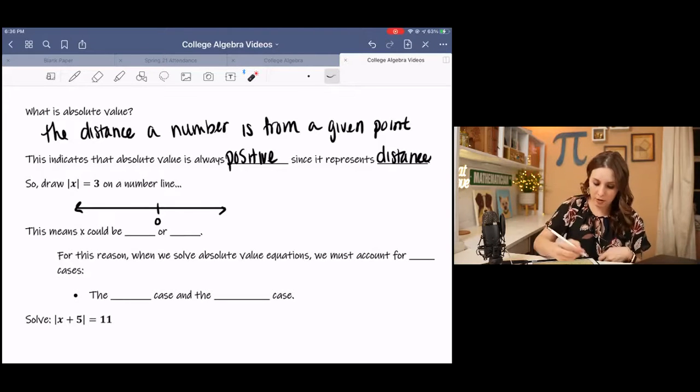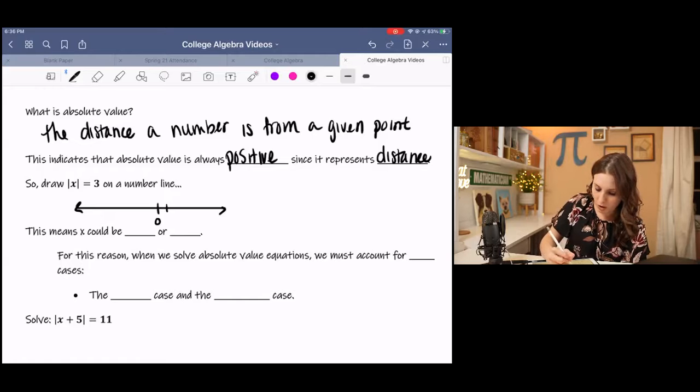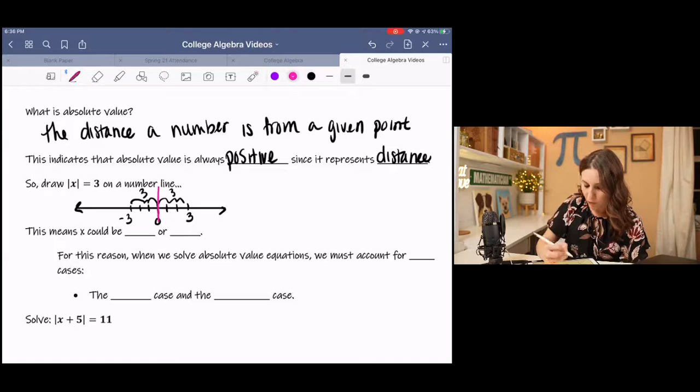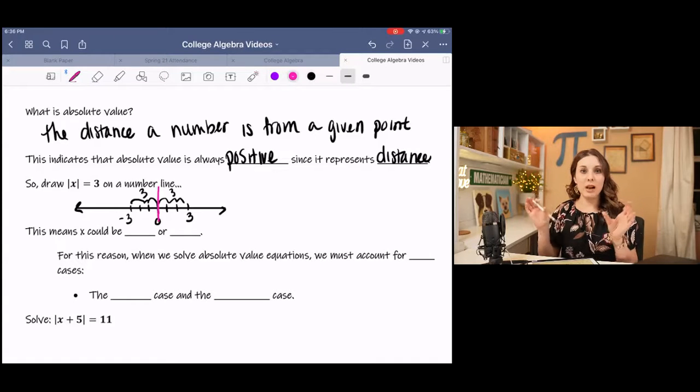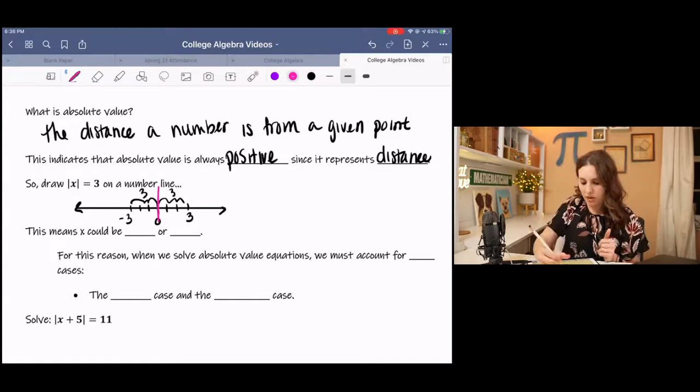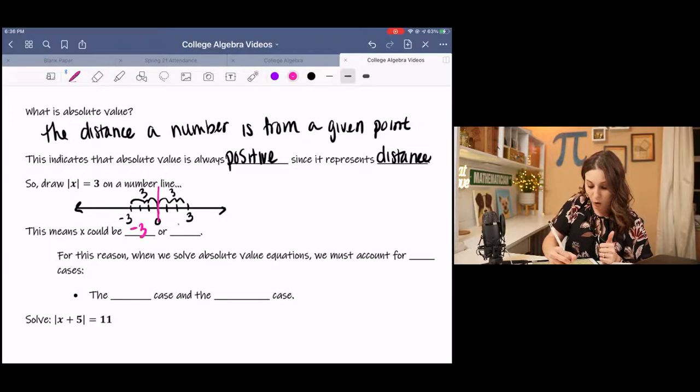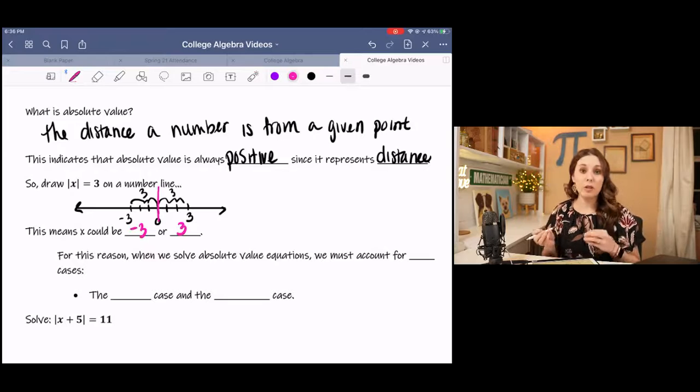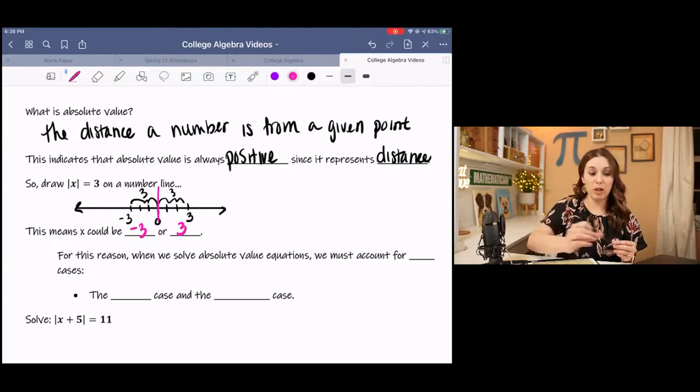So I'm going to measure that out on here. We can go 1, 2, 3 units to the right, or we can go 1, 2, 3 units to the left. Both of those represent a distance of 3. So x could have been, let's write down here, -3 or +3. Both of those values represent a distance of 3 from 0.